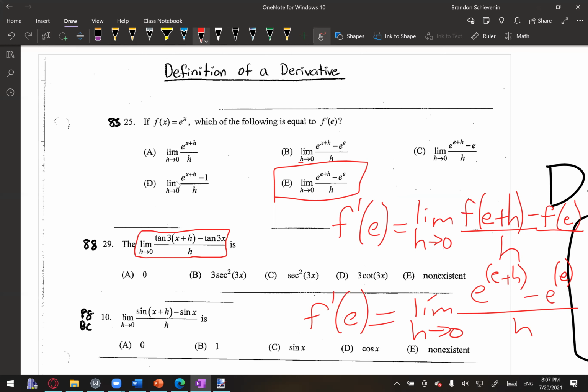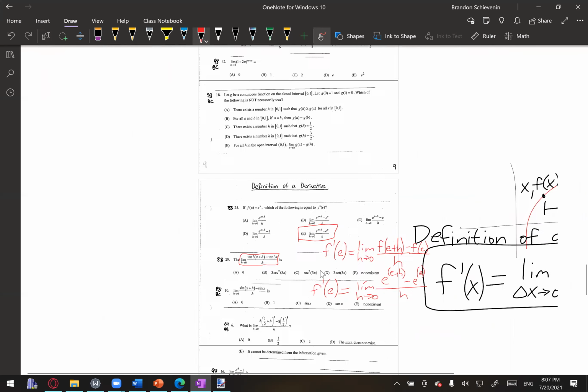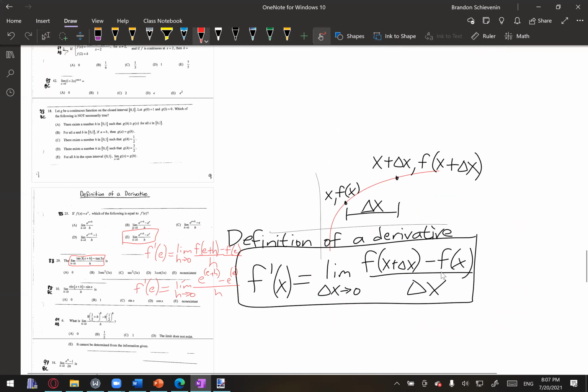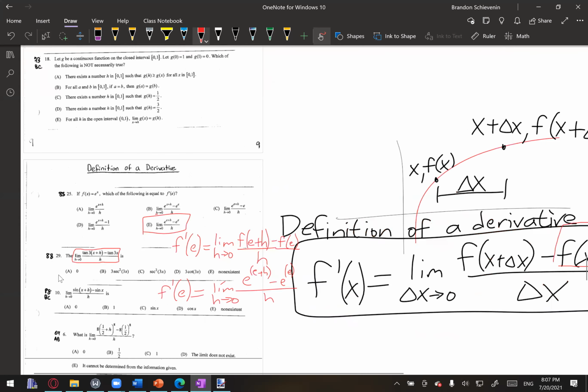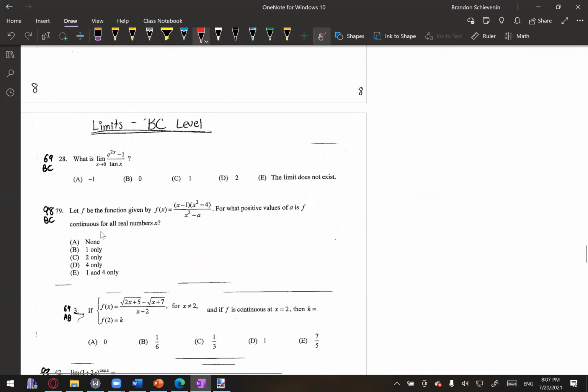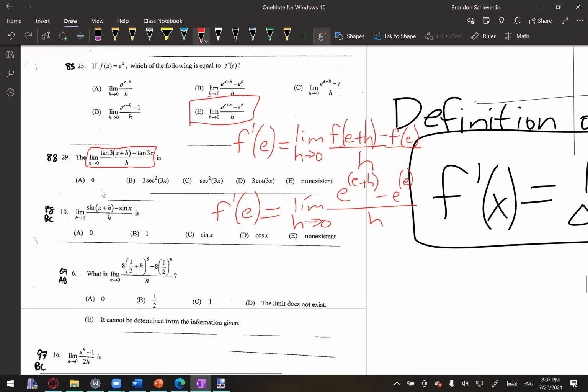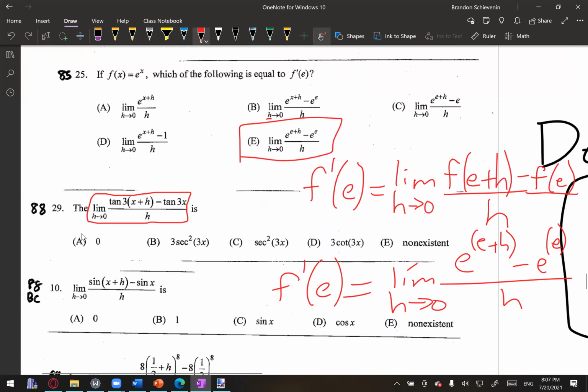Maybe between B and C. I'm going to zoom out. This is my definition of a derivative. F of x would be my original function. Okay, so coming back in here, what's our original function?